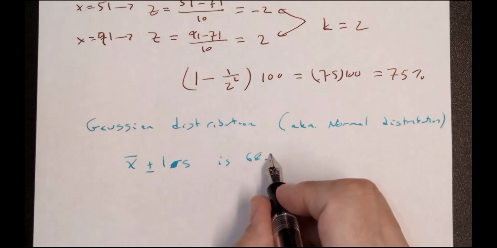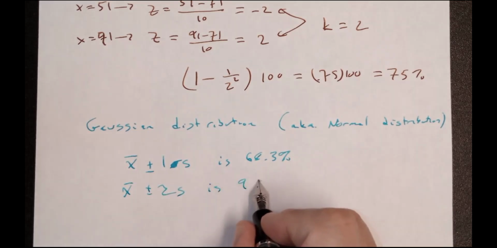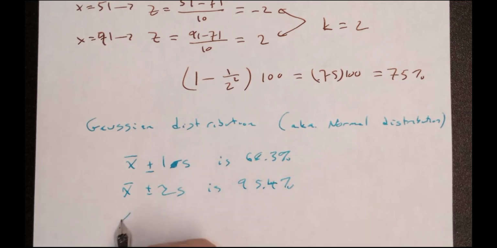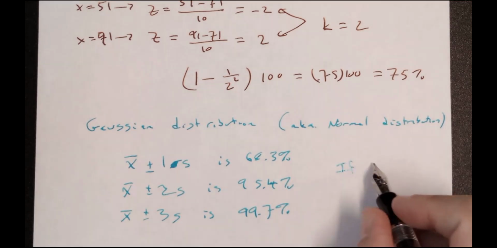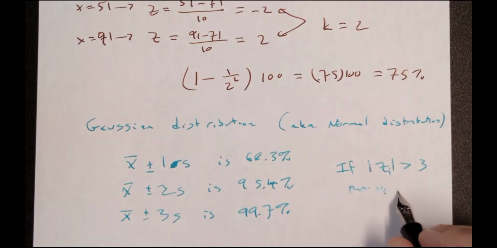I don't write down all the decimals here. So the stuff that is outside of 3 standard deviations only happens 0.3%. And that includes both the low and the high. So it's really rare to get that. If the absolute value of z_i is bigger than 3, then x_i is an outlier.